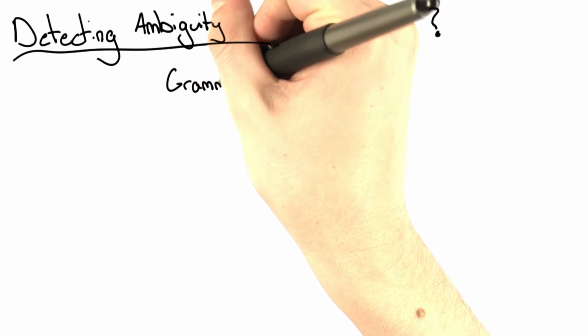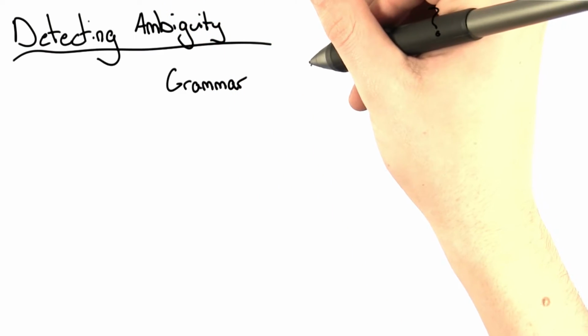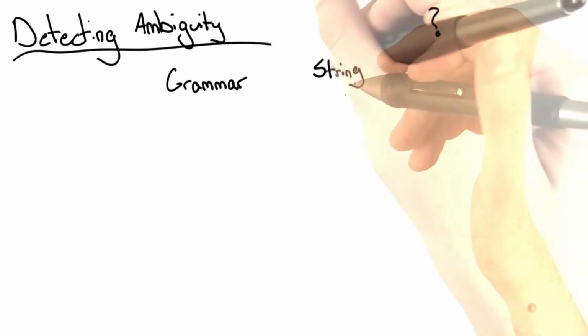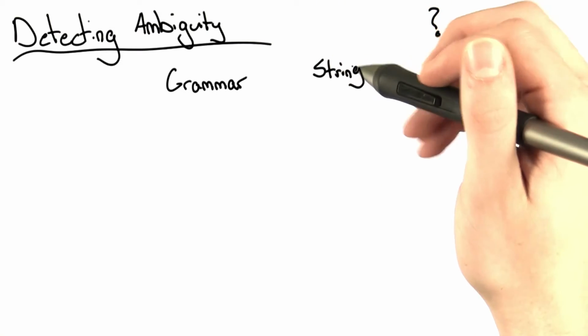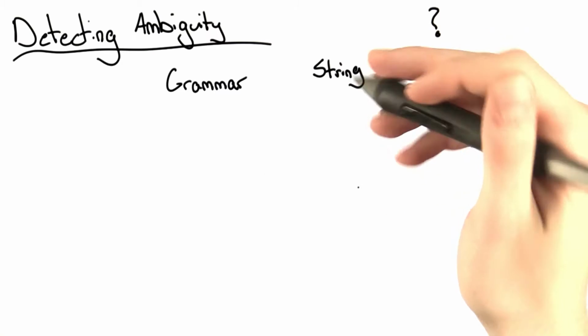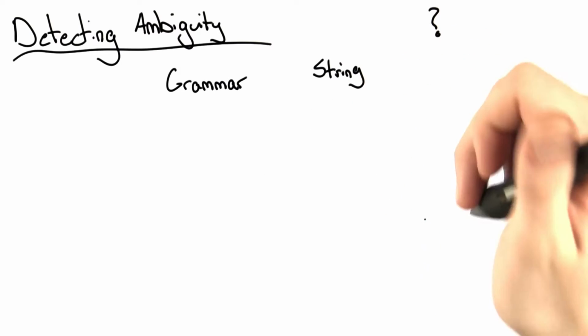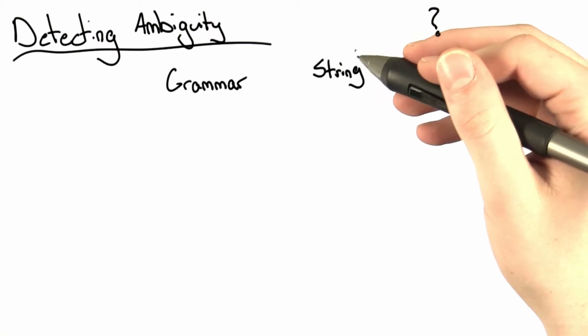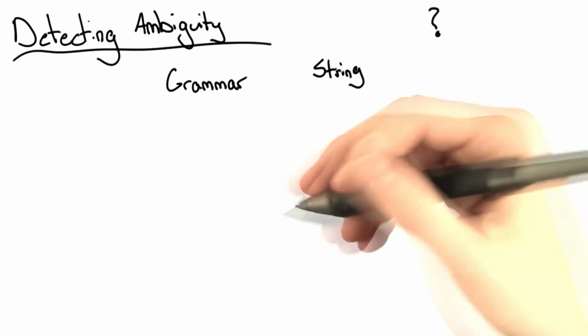In this problem, we've been asked to determine, when given a grammar and a string, if that string shows that this grammar is ambiguous. So how are we going to do that? The key here is going to be in writing out derivations of the string under that grammar. Let me show you an example.